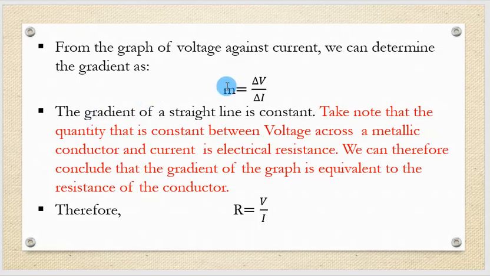So we have our gradient as delta V over delta I. But since our graph is a straight line, and we know that the gradient of a straight line is constant, we should take note of the quantity that is constant between voltage across a metallic conductor and the current through it. We should realize that the quantity that is constant is electrical resistance. That is what we have just said.